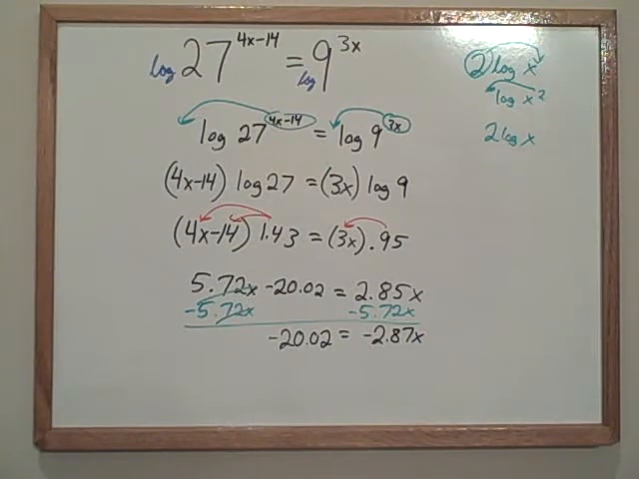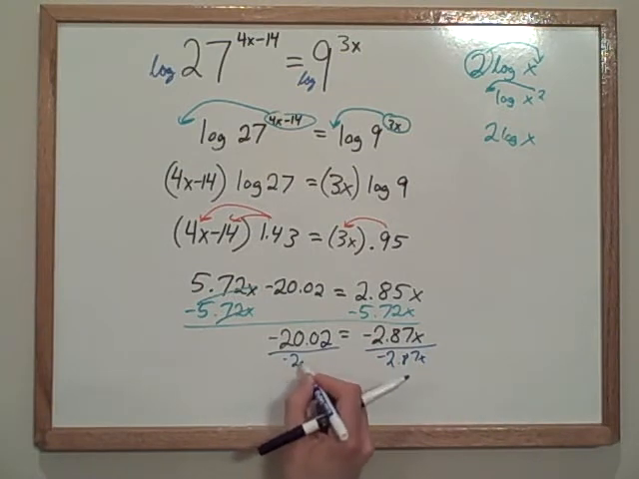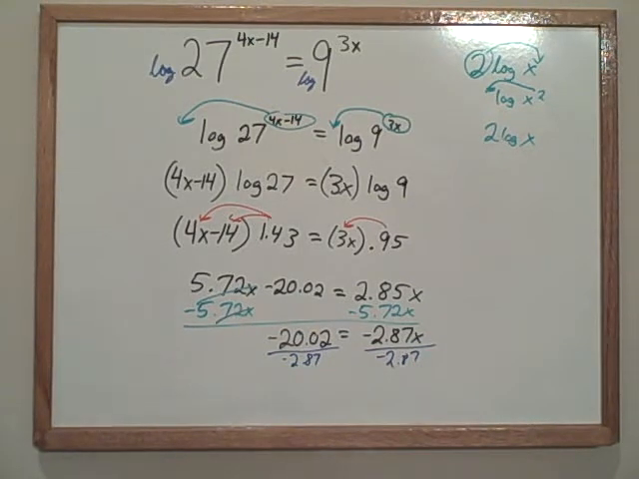We'll pull out a different color pen just to show we're doing something different. Negative 2.87x. My handwriting got really sloppy all of a sudden. Whoops. Not going to divide by x. My bad. Sorry about that. 20.02 divided by 2.87. We know it's going to be positive, and we end up with a beautiful answer. 6.98.